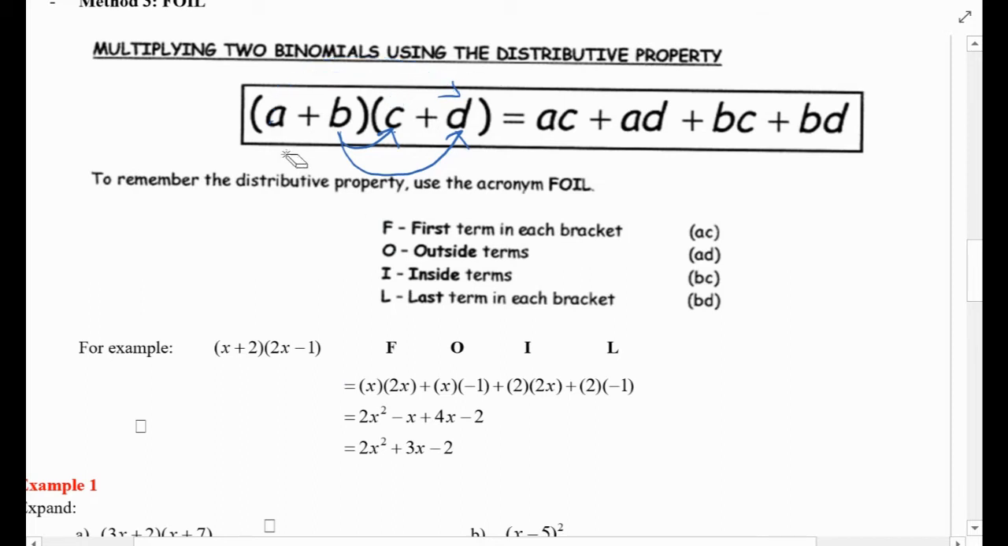So you can just simply think that you're fishing. So A times C, A times D, B times C, B times D, like this. So AC, AD, BC, BD. So this is how you expand, how to distribute a product of two binomials.